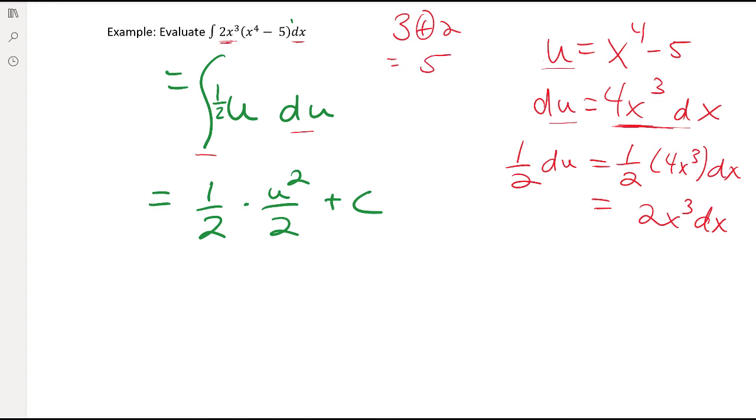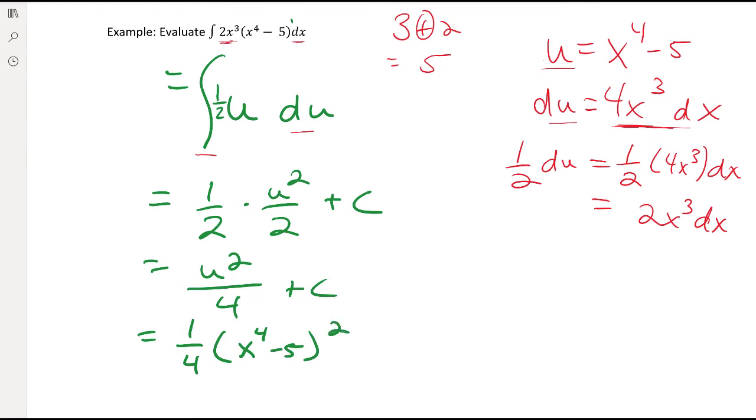Okay, to clean up this answer, we're going to multiply these. Remember, to multiply fractions, we multiply the numerators. 1 times u squared is u squared over 2 times 2, which is 4, plus c. Last step is to replace u with its value in terms of x, which is x to the 4th minus 5. So my final answer is 1/4 times (x to the 4th minus 5) to the 2nd power plus c.